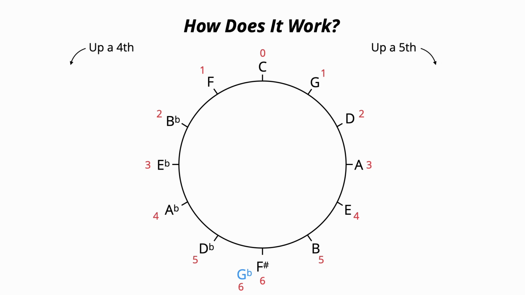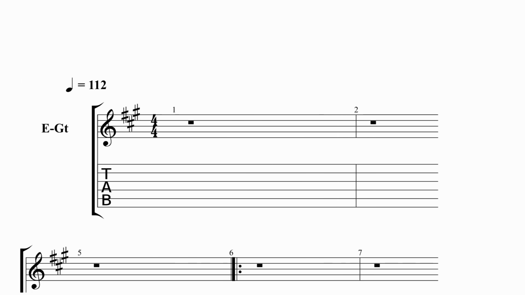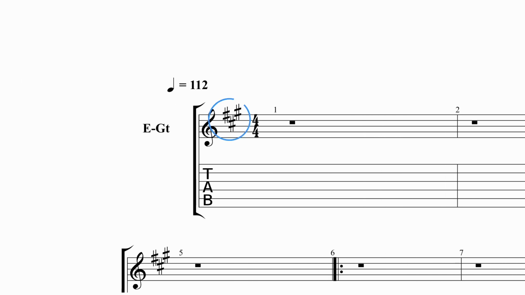So let's figure out a key together. Let's choose the A major scale. If we start counting from C, we have C is 0, G is 1, D is 2, and A is 3. This means A will have 3 sharps. If we have a look at some notated music, we can see that this key has 3 sharps. Therefore, it's the key of A major.